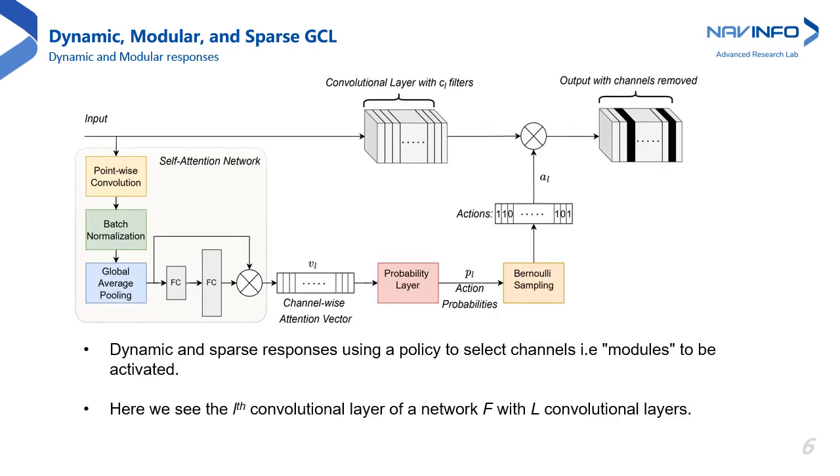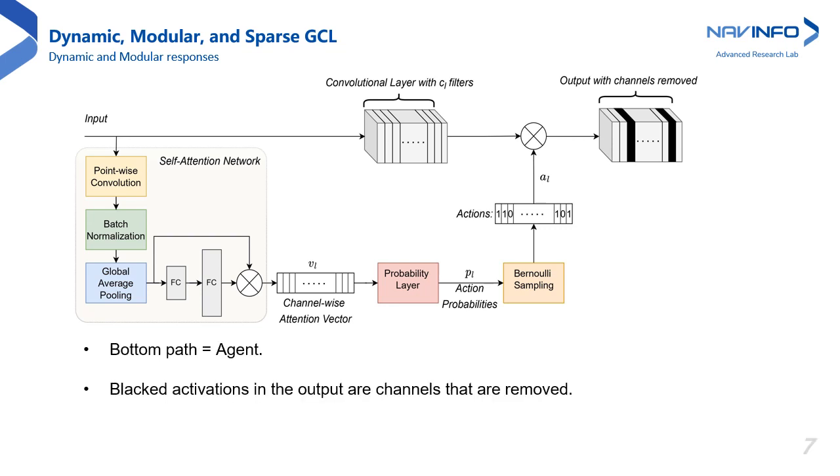To achieve dynamic, modular, and sparse responses, we use a network F, which has a policy to compose a subset of available modules to respond to stimuli. Specifically, we treat as modules convolutional filters or output channels which may or may not be activated for each stimulus. Every convolutional layer that can generate dynamic responses is embedded with an agent. In this diagram, we see the Lth convolutional layer of a network out of a total of capital L convolutional layers. The bottom part of this layer forms a reinforcement learning agent which removes channels from the output activation based on the input to the convolutional layer.